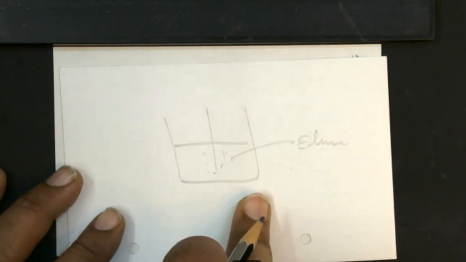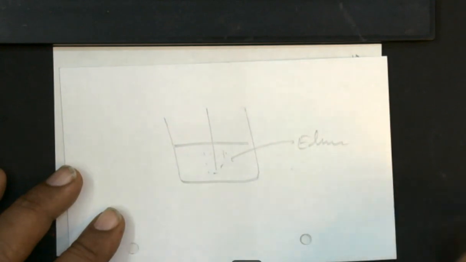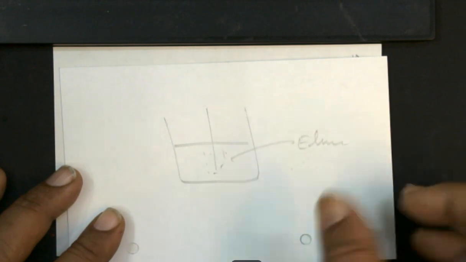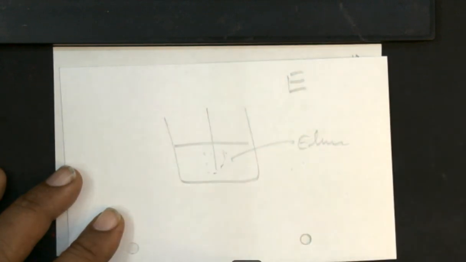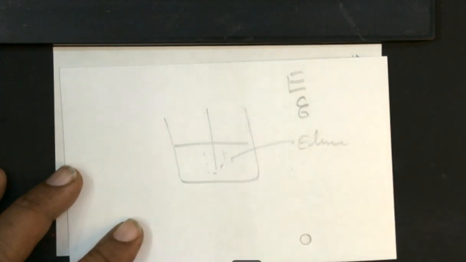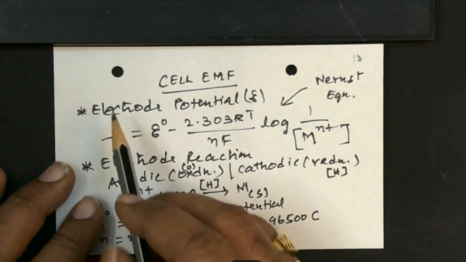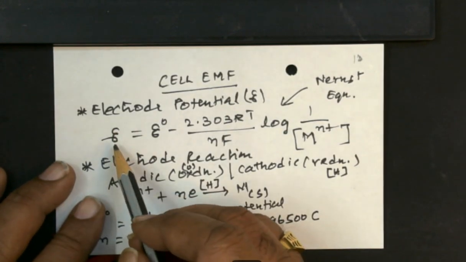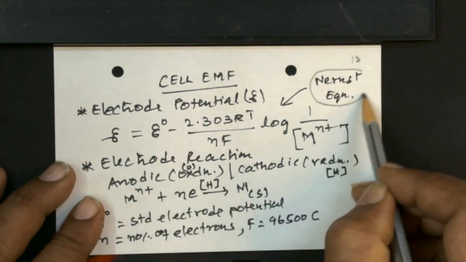So what is cell EMF? The potential difference, the difference between the right electrode potential and the left electrode potential. Okay, so usually cell EMF can be represented as capital E, whereas electrode potential can be represented as small e in this way. Now let us follow that convention, and a single electrode potential is determined by using this Nernst equation.